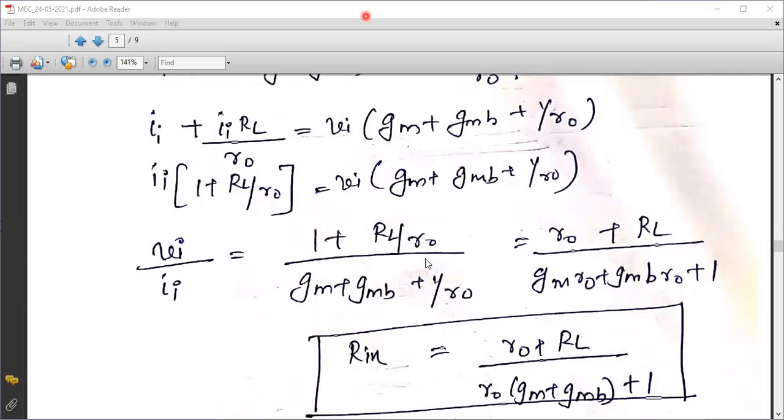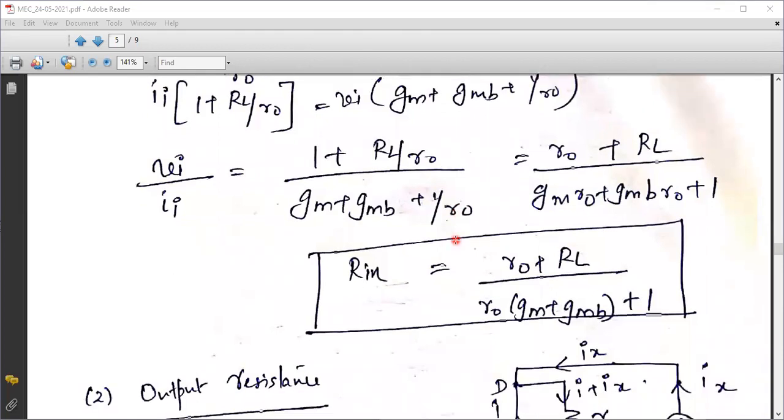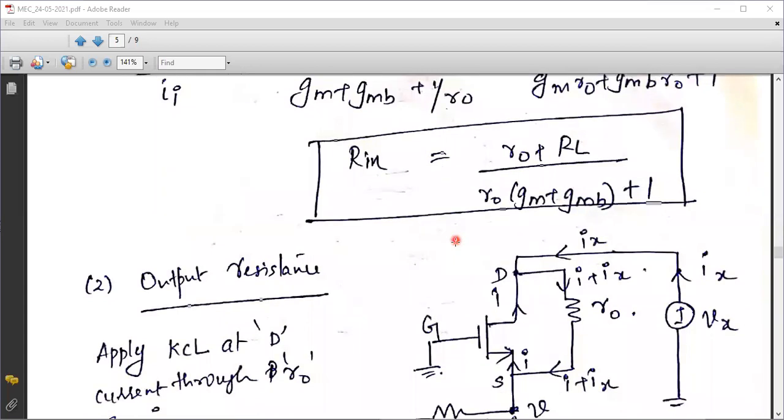Any doubts? Bhanu Prakash? Yes, sir. So now next we will find the output resistance. Now we will find output resistance. Please draw the circuit diagram.